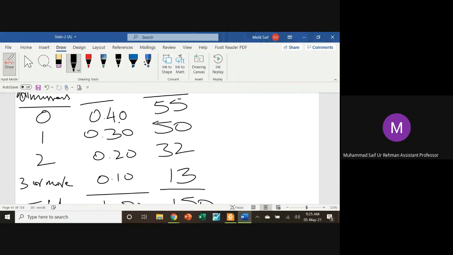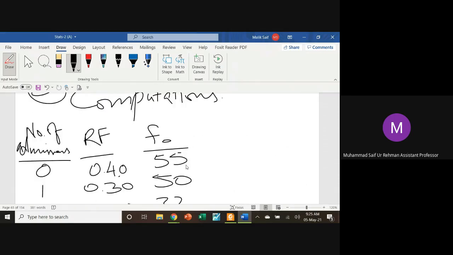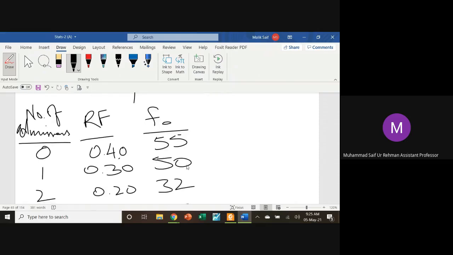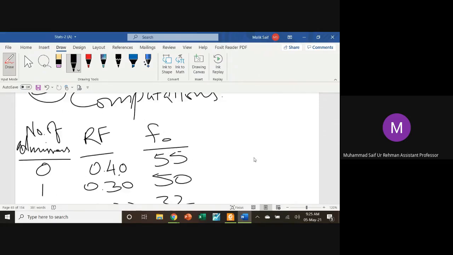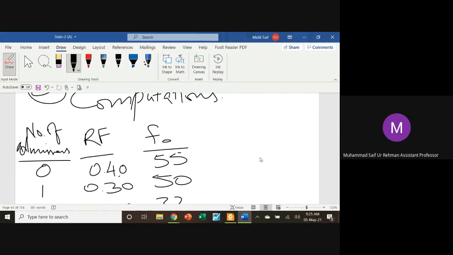So 13 in the survey, you may say that 13 people were interviewed who responded that they were admitted in the hospital three or more times, right? So these are the observed frequencies, right? And now you are interested in finding out the expected frequencies that you will use in the formula. So FE.